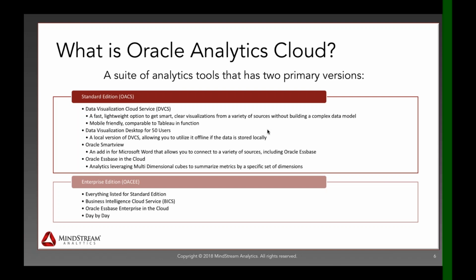And so the standard edition gives you a cloud version of that, and then the enterprise edition gives you all of those things plus the BI cloud service, an enterprise version of Essbase, which adds some additional features like sandboxing and a couple of others, and a mobile app called Day by Day, which I'll talk more about in a moment. So business intelligence cloud service is really where the core functionality that you're used to seeing in OBIEE lives in OAC. So your dashboarding, your reporting, building out your subject areas, all of that is done through the tool that's referred to as BICS.